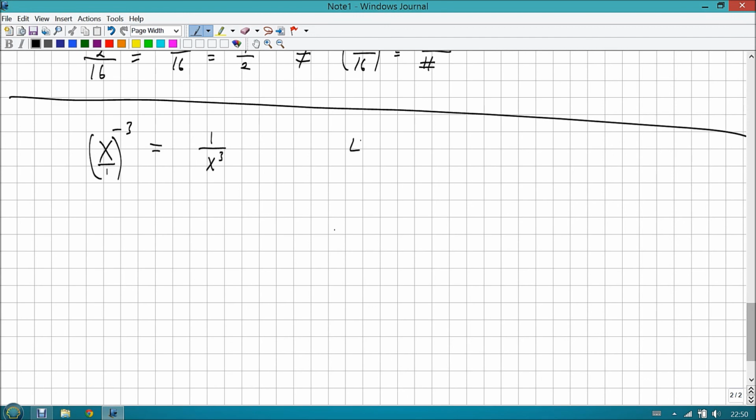What if I have 4y to the negative second? Well, note that only the y is being raised to the negative second in this situation. So the 4 is a multiplier. The 4 stays out of it. So it becomes 4 on the outside of y to the negative second. Well, that y gets flipped to 1 over y, turning the exponent positive, which then, of course, becomes 1 over y squared. And we know that 4 times 1 over y squared is 4 over y squared.